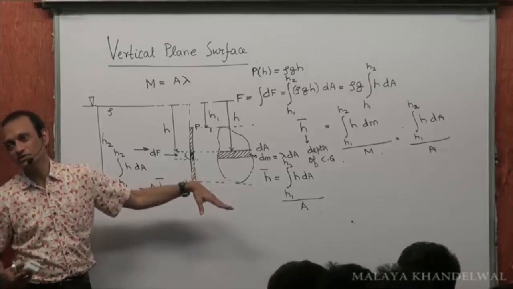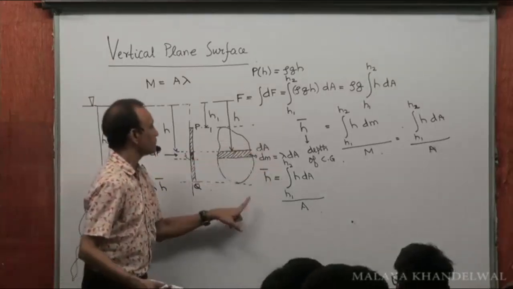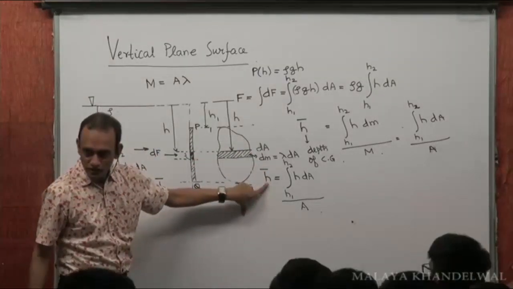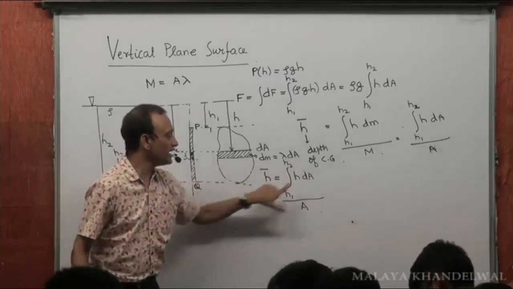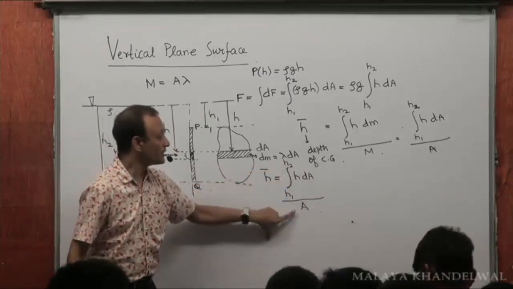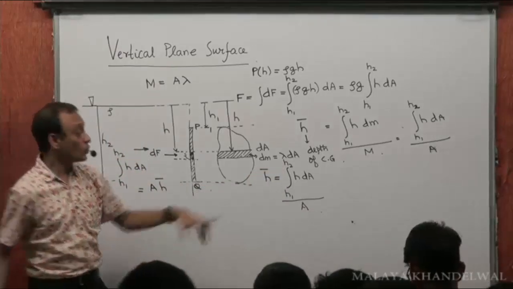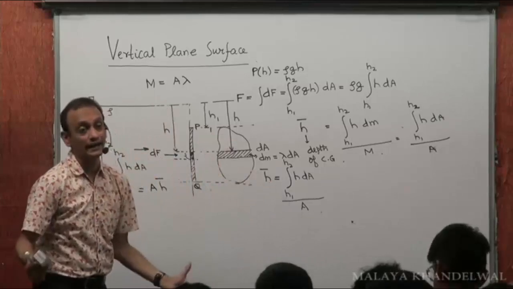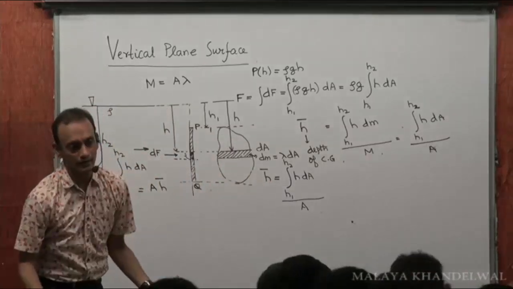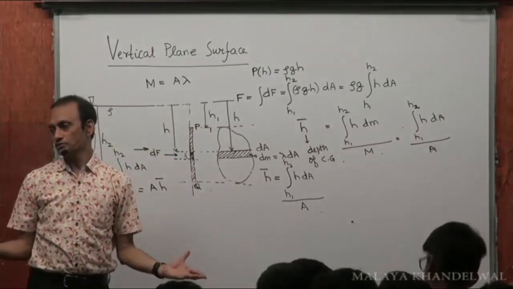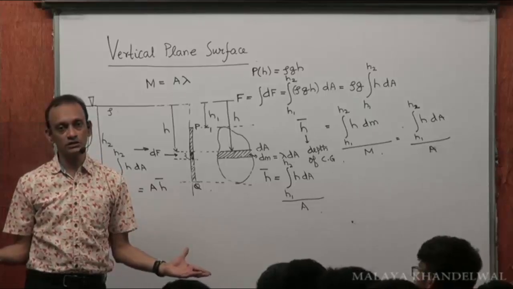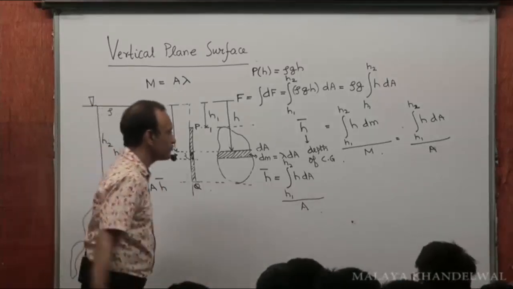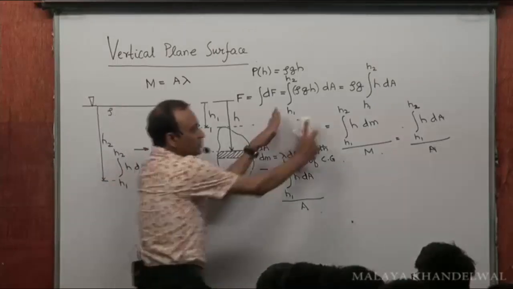Do you understand this or you don't? So do you understand that the depth of the center of gravity would be integral h dA, h1 to h2, divided by the total area A. So integral h dA would be depth of the center of gravity into the total area A for a uniform thin lamina. Is there any confusion on this? No confusion. Very good. Now, can I remove the clutter from here?